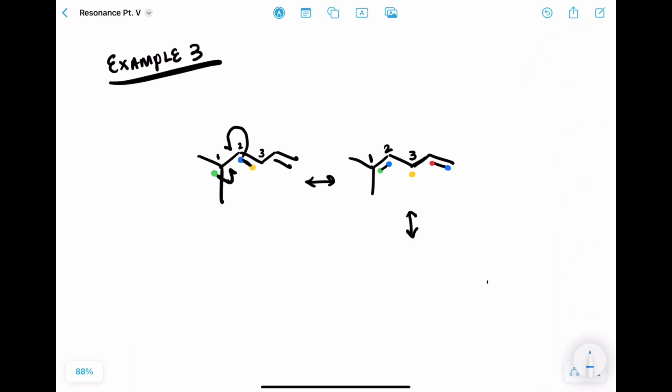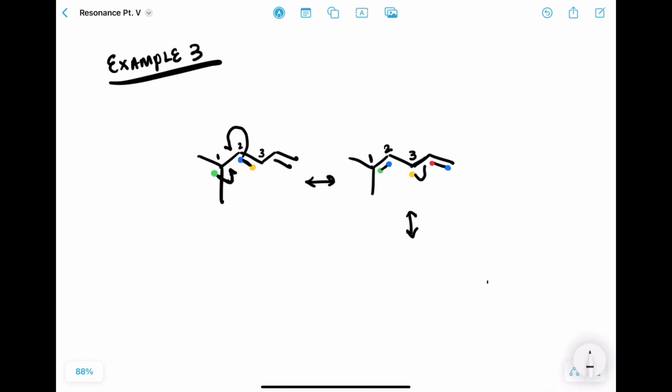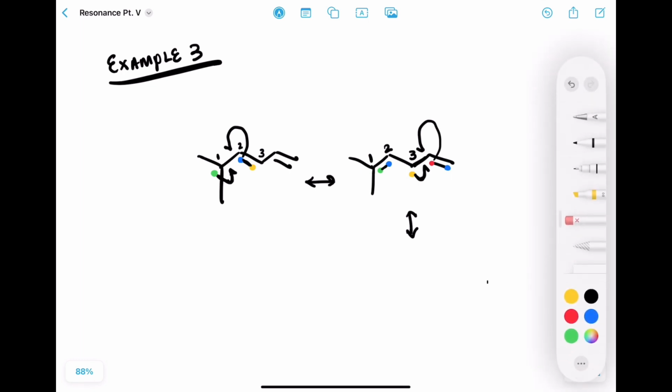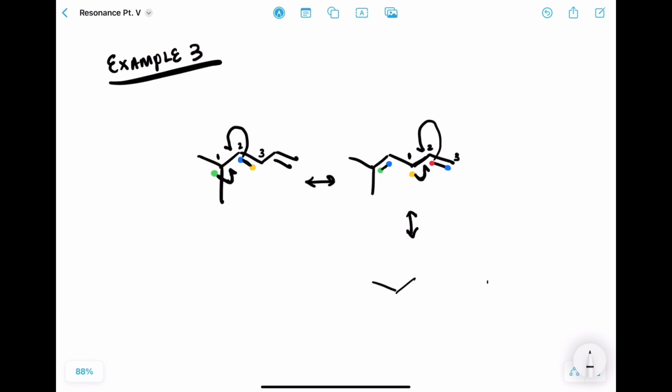We'll say this is blue, and I'll go ahead and drop down this radical with a half arrow and drop down that radical with a half arrow, and I'll go ahead and renumber these. So I'll erase my initial designations, and I'll renumber these 1, 2, 3. So the radical that was on 1 joins an electron from the bond that was between 2 and 3 to form a new bond.